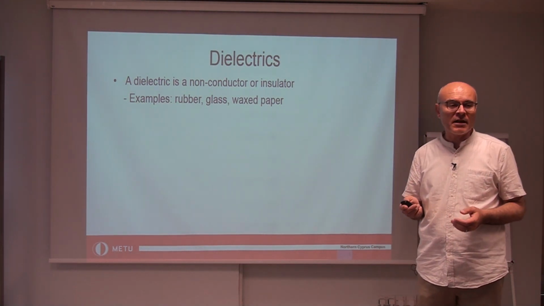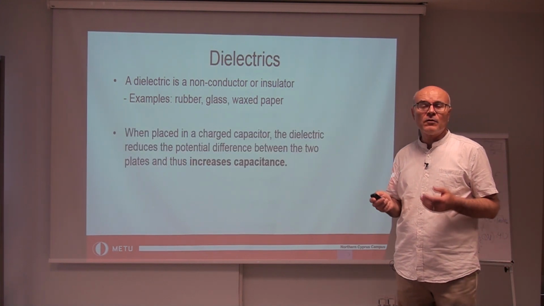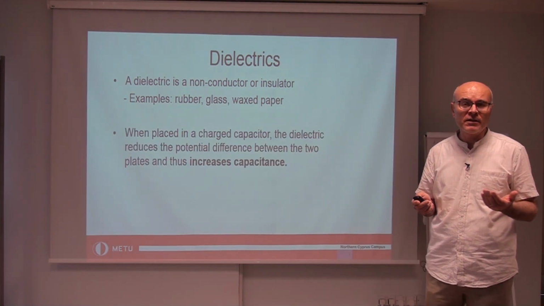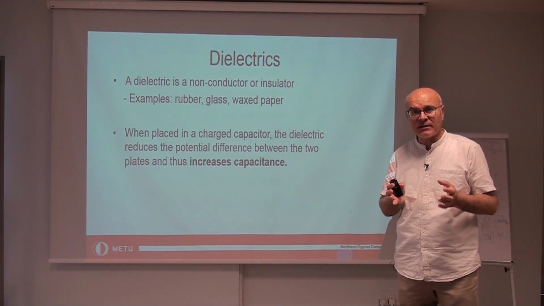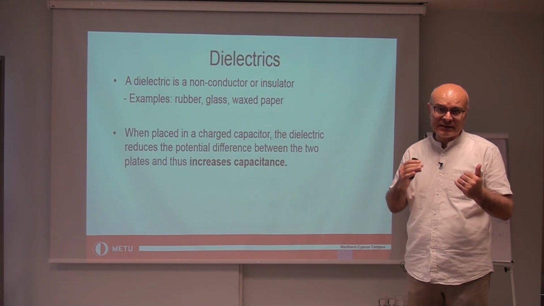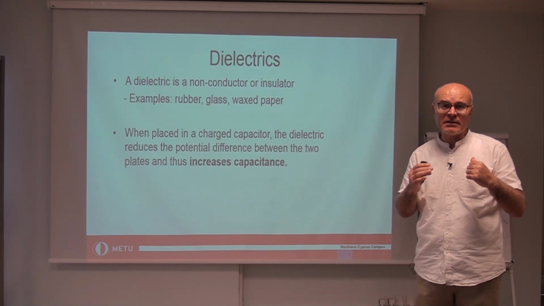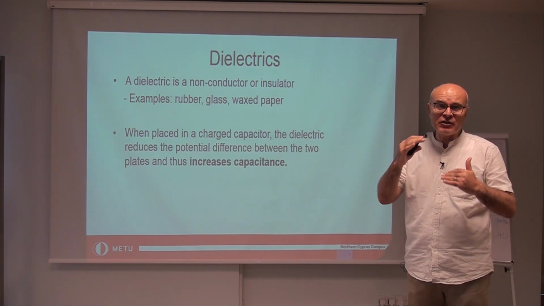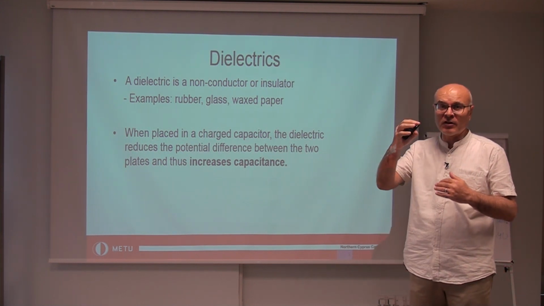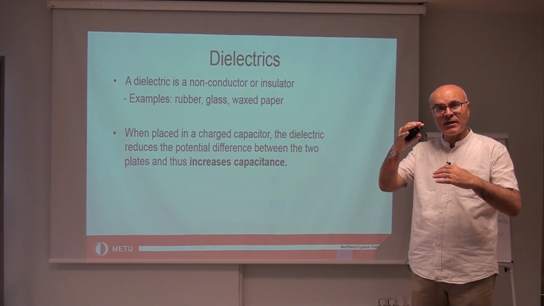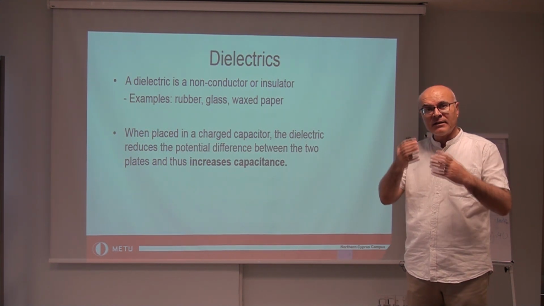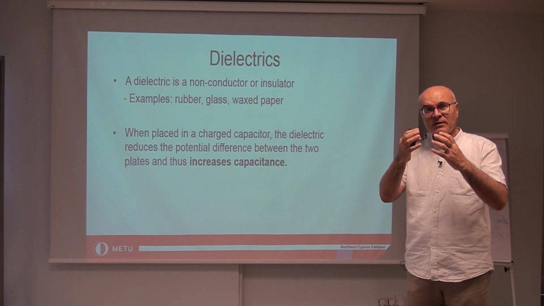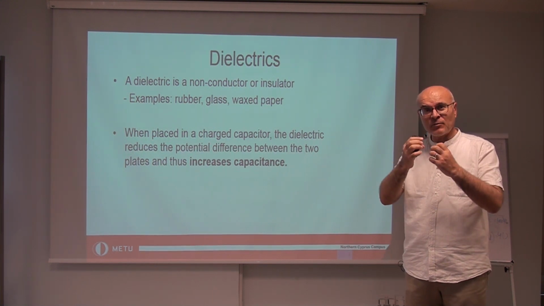You know many of these examples. Now, how does a dielectric work? When placed in between the plates of a capacitor, the dielectric reduces the electric field, as we will see, and therefore it reduces the potential difference for a given charge. So you put a charge, you have a potential difference across the plates of the capacitor generated by this charge, and then when you put a dielectric, the dielectric reduces the electric field and so reduces the potential difference.